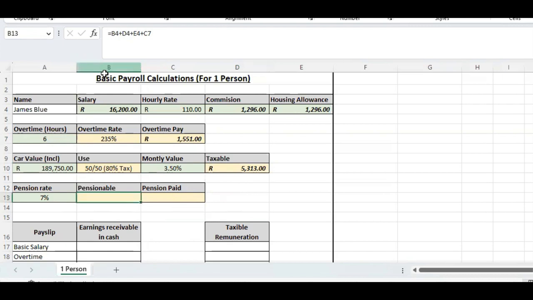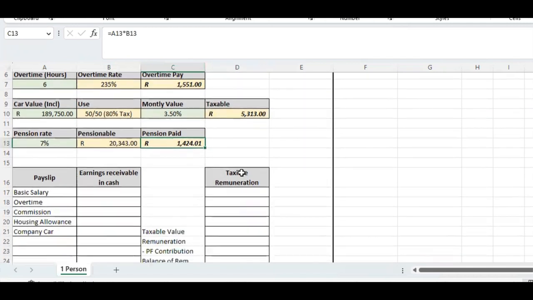Then they say his pension rate is everything except for the car use. So what do we have here? We have his basic salary, his commission, his housing allowance, and his overtime pay. When we add all of that together, we get the full amount that is pensionable, 20,343. Then we simply multiply that with the 7%, and we see the pension that is payable, 1424 and 1 cent.